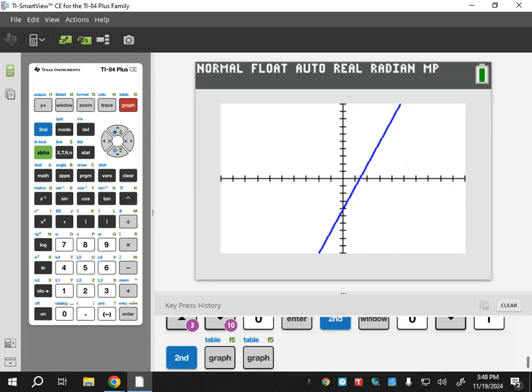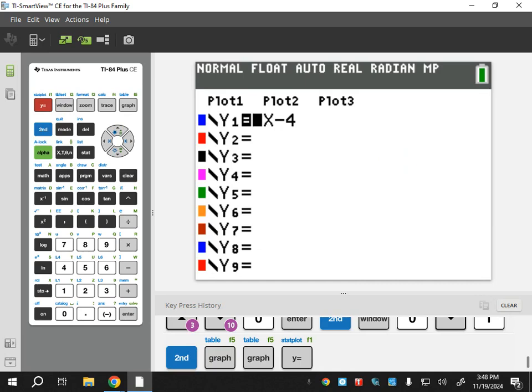Okay? Let's try another function and learn some more features. So let's go back to our y equals. I'm going to clear out that equation in my y1, and let's put in a new equation. Let's put in the equation y equals 1/2 x plus 3. So for 1/2 x, we need a fractional coefficient.